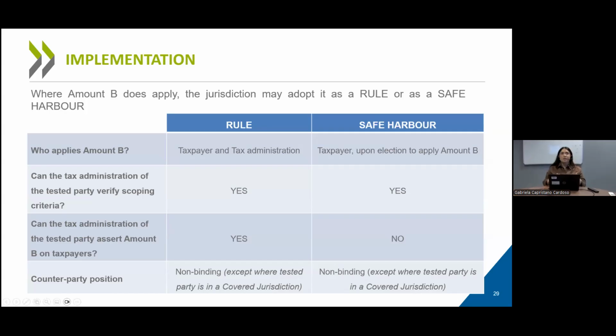Under both scenarios, either as a rule or as a safe harbor, the application of Amount B is non-binding on the counterparty jurisdiction, unless in the case of a covered jurisdiction in the political commitment, as we just saw. So with that, I will hand it over to Manuel.